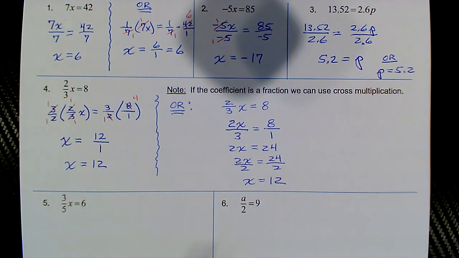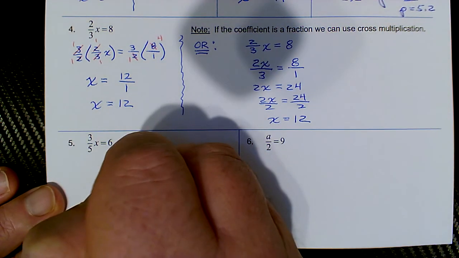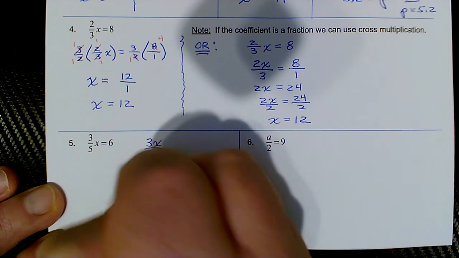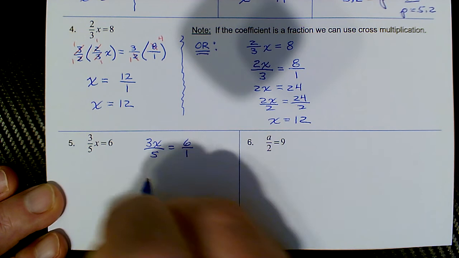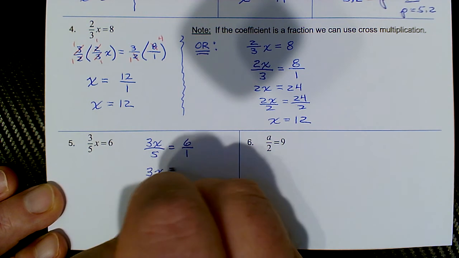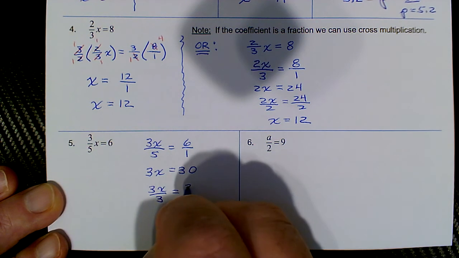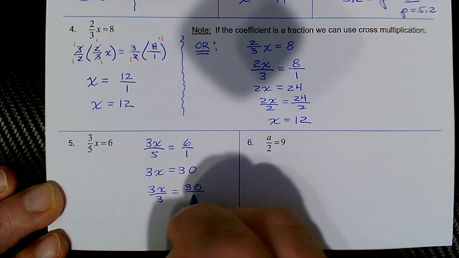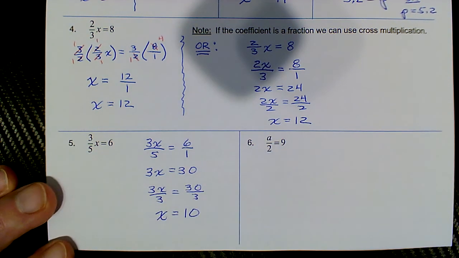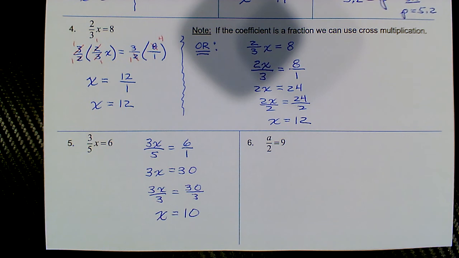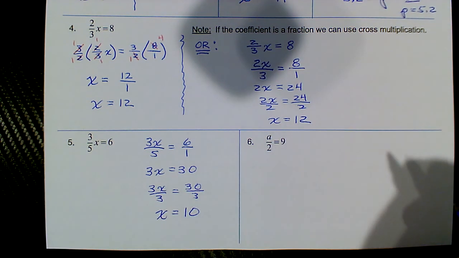Okay, so here's just another one to practice, and I'm going to use the cross multiplication approach. So I'll let the x be absorbed into the numerator. The right hand side is 6 over 1. Cross multiply, we get 3x equals 30, and divide by 3. And we have x is 10. Okay, so the cross multiplication approach, again, I feel is easier.